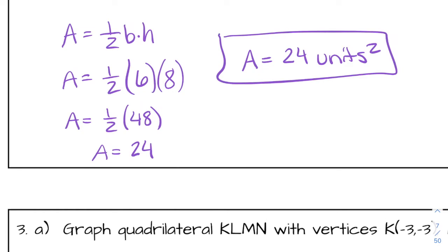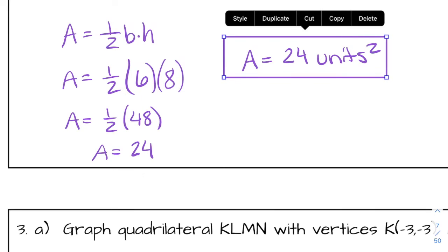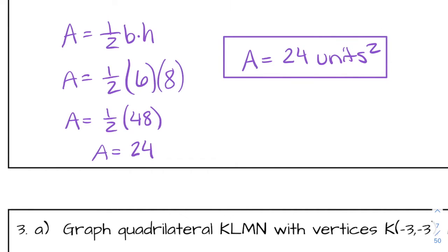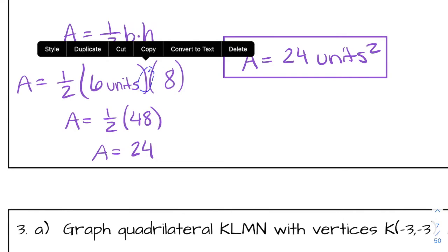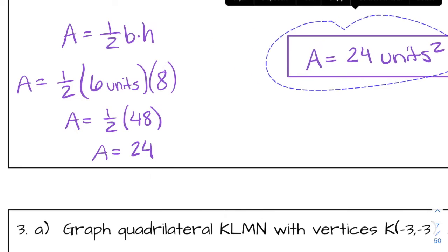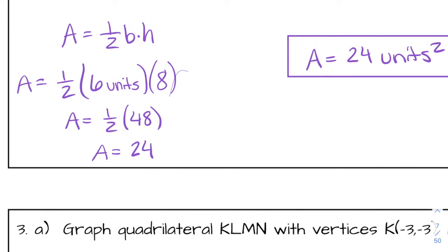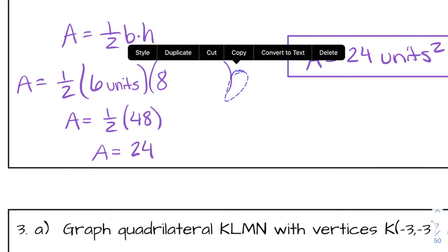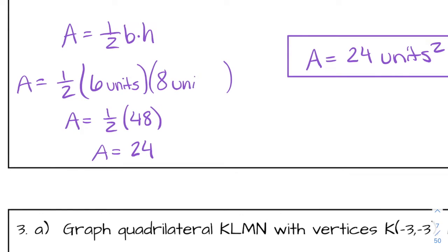Remember, it's area, so it's squared units. Why? Because we did 6 times 8. We did 6 units times 8 units. So units times units is units squared. Okay.